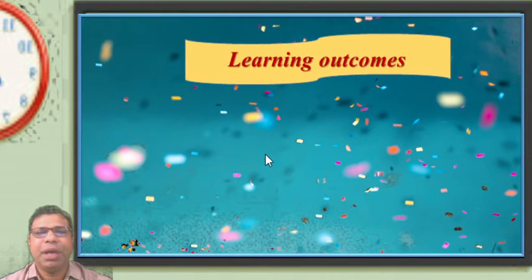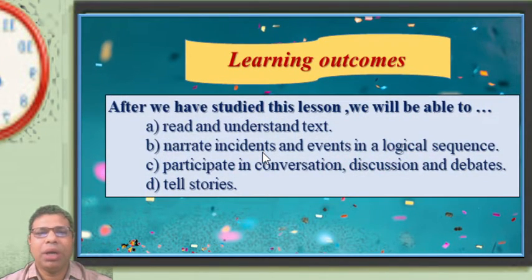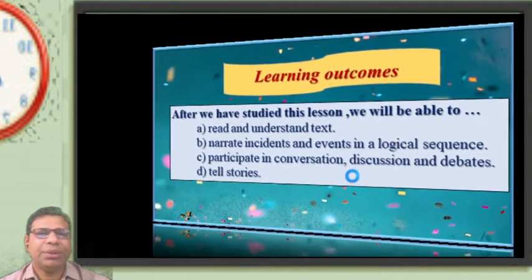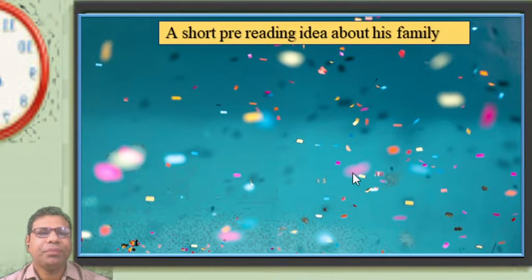Dear students, first we will look at the learning outcomes. After you have studied this lesson, you will be able to read and understand text, narrating incidents and events in a logical sequence, participate in conversation, discussions and debates, and last one, to tell stories. So, dear students, a short pre-reading idea about his family.